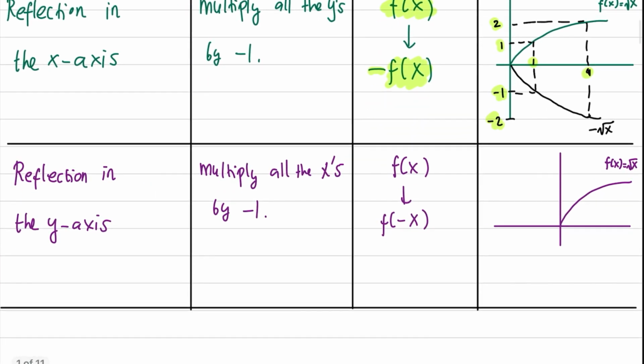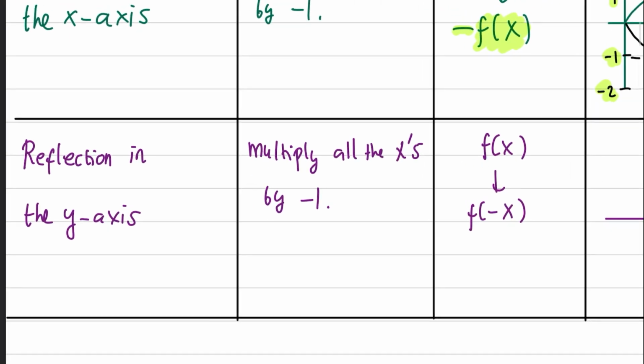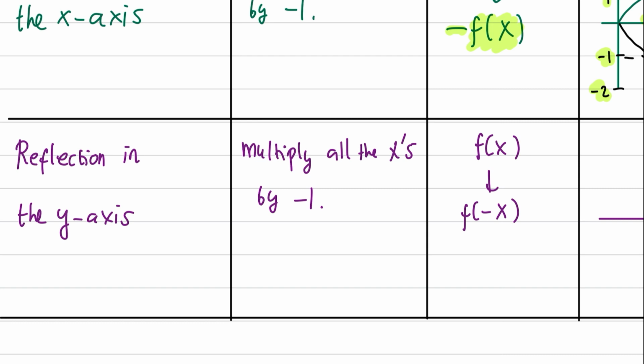We also have reflection in the y-axis, where we multiply all the x that we have with minus 1. The function will become f(negative x), means that we replace the x with negative x.